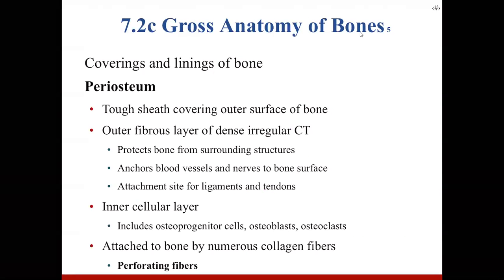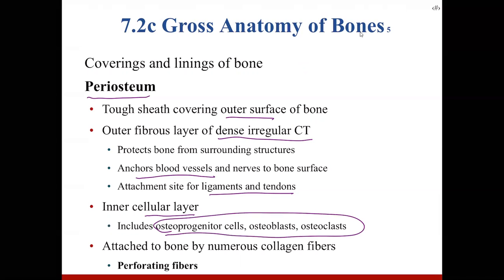Now if we start looking at the coverings and the linings of the bone, we're going to start with the periosteum. So the periosteum is the outside layer. It's dense irregular connective tissue. What it does is it protects the bone and it gives us a place to anchor the blood vessels and the nerves onto it. It's also where the ligaments and the tendons are going to attach. It has an inner cell layer that has bone cells in it, and we'll talk about those in a minute. And I'm not worried about perforating fibers.